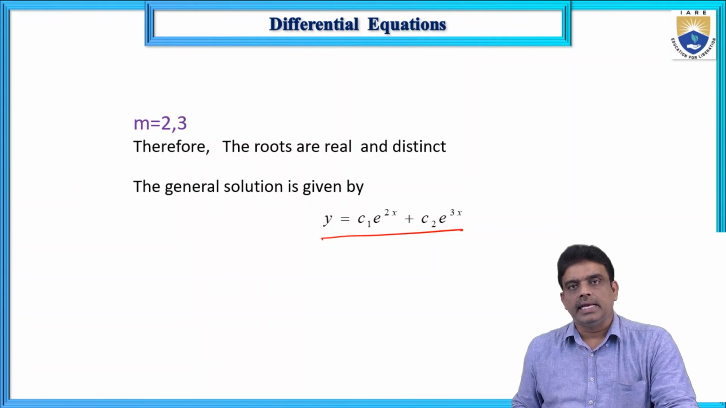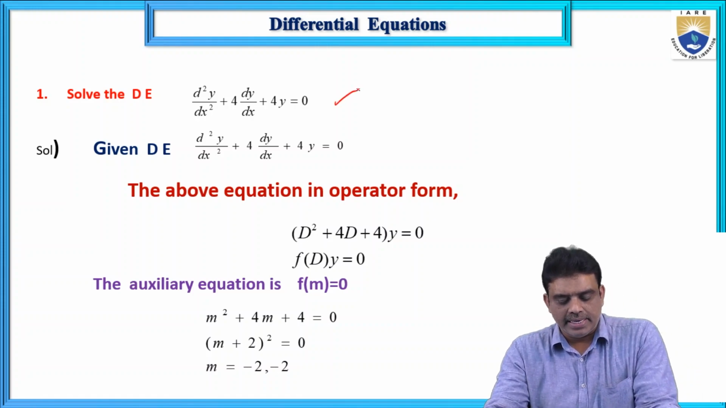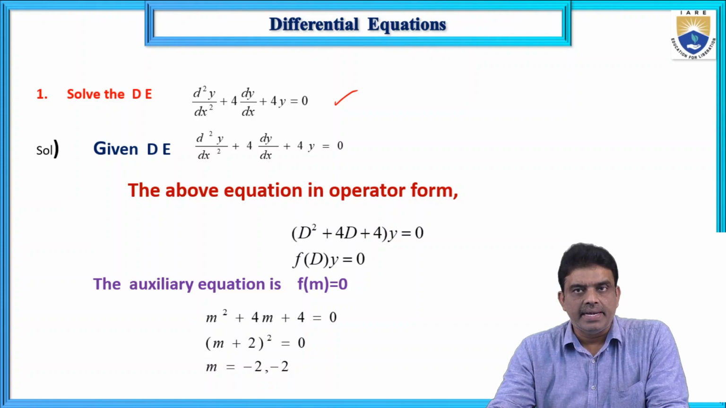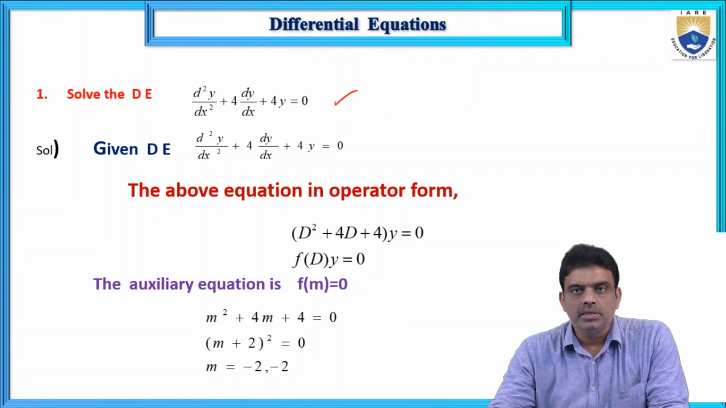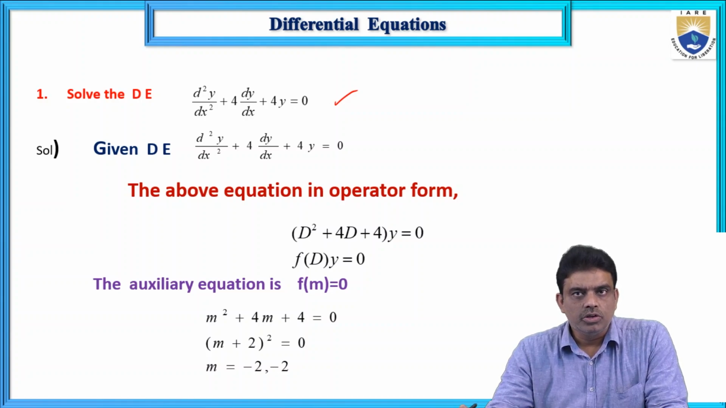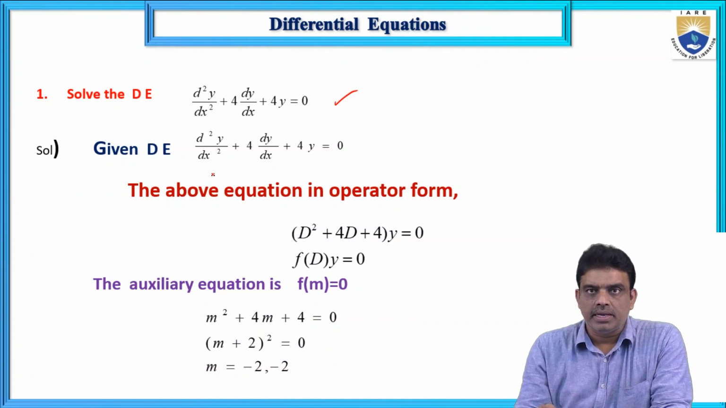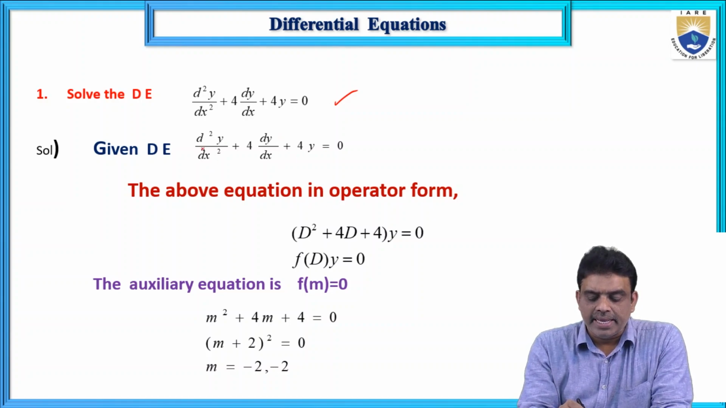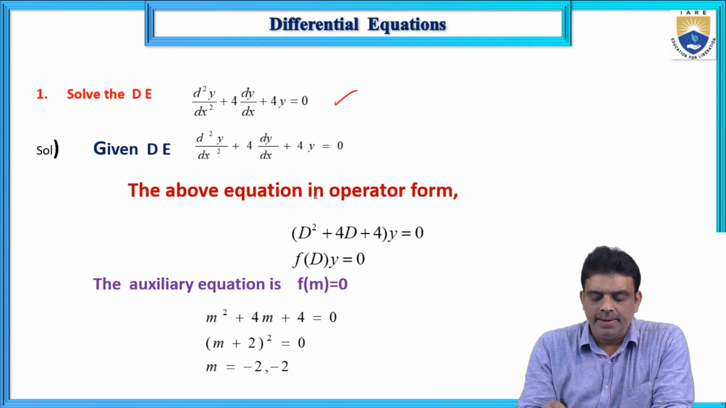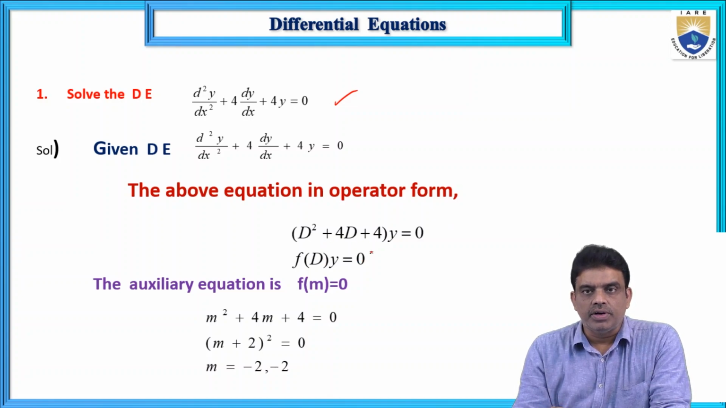Now we see another example. Solve the differential equation d square y by dx square plus 4 dy by dx plus 4y is equal to 0. It is a second order differential equation. By finding the roots of the auxiliary equation, you can write the solution. Before that, you have to write the given equation in operator form. In operator form, I can write d square plus 4d plus 4 of y is equal to 0. Or this is f of d into y is equal to 0.